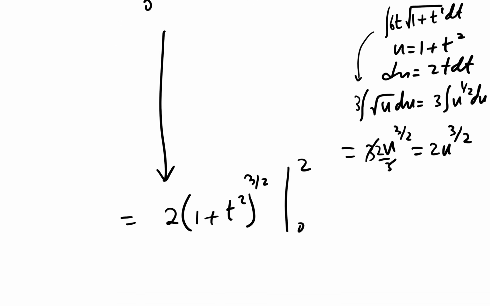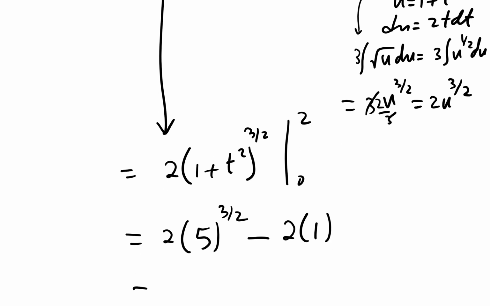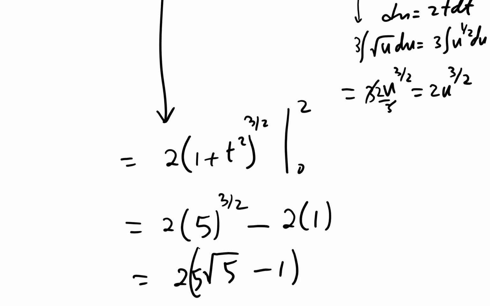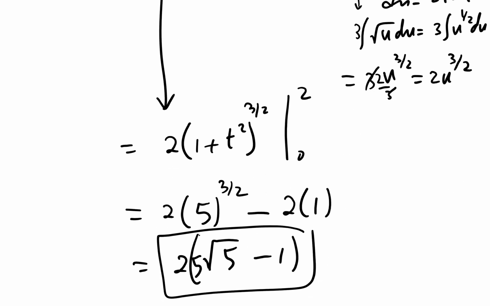Then we substitute the 2 in. 2 squared is 4, plus 1 is 5, to the 3/2, minus 2 times 1. And this could be rewritten as 5 square root of 5, so you get 5 times 2, 10, or you can keep the 2 out, whatever you like. 5 square root of 5 minus 1, like that. More examples on this.